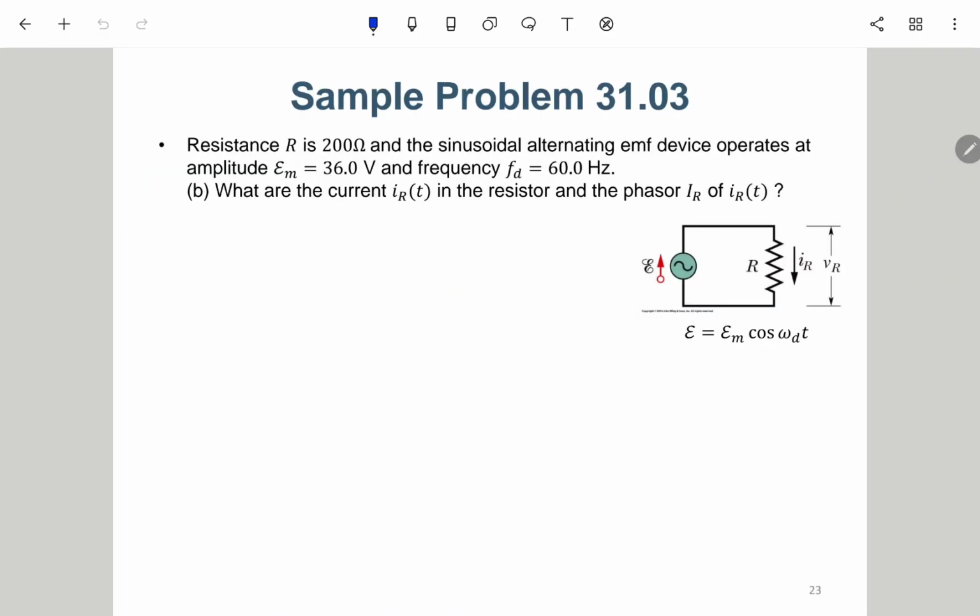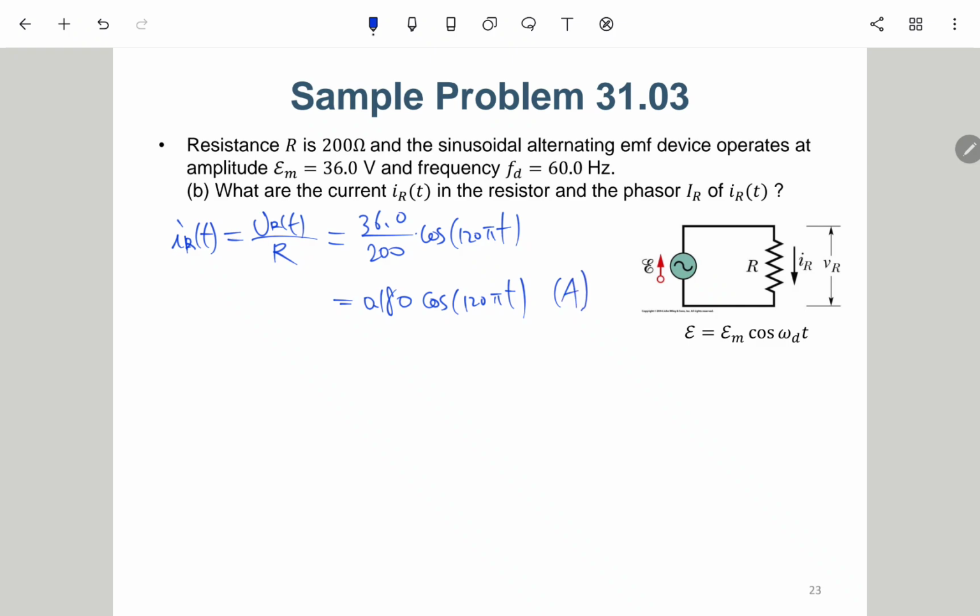For question B, it asks you what is the current IR in the resistor and the phasor. So IR of T is nothing but VR of T over R. V equals IR, so for the resistor this is very trivial: 36.0 over 200 ohm, and then cosine of 120 pi T. So this is nothing but 0.180 cosine 120 pi T, and the SI unit is A.